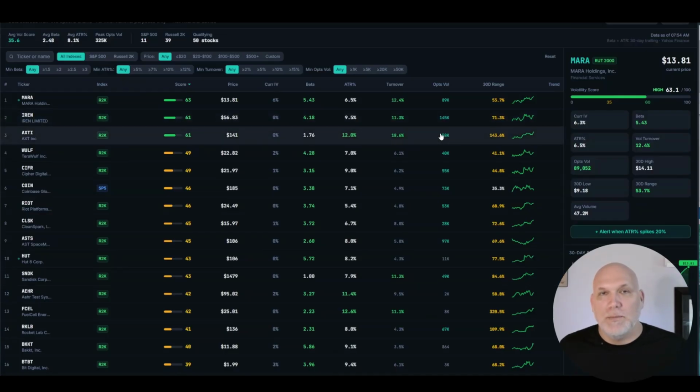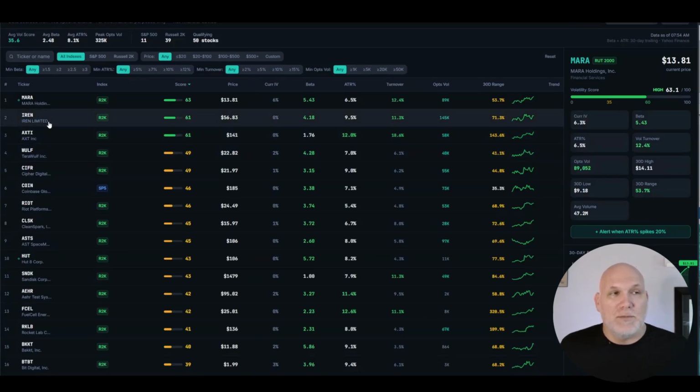I'll go into this a little bit more detail, but if you want to do gamma scalping or reverse gamma scalping and collect some of the theta, these are tools. AXTI, iRent, Wolf are current companies I am trading and doing quite well on because the implied volatility is so high. Again, I'll create another video on this particular tool.